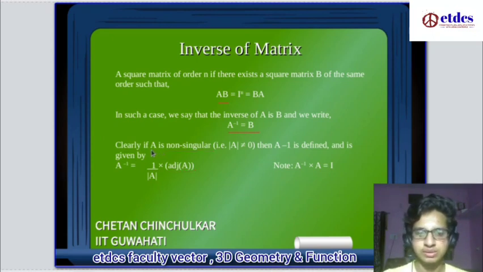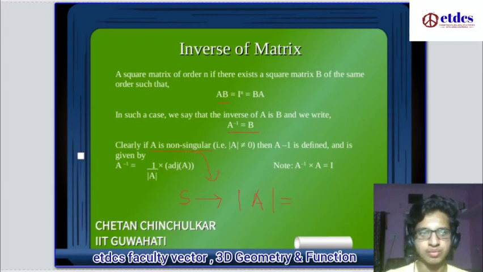And here we also see that A is non-singular. What does non-singular mean? One more topic: singular and non-singular. Basically, if the determinant of A comes out to be 0, then we call it a singular matrix. And if it is non-zero, we call it non-singular.